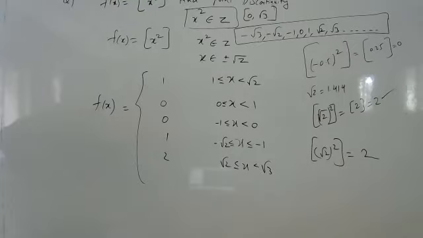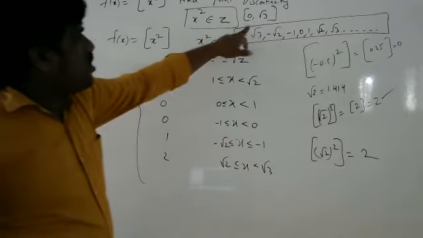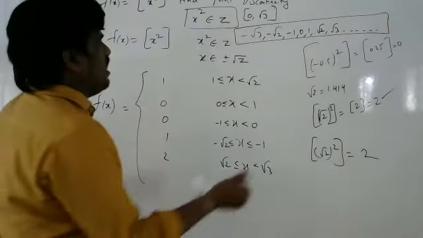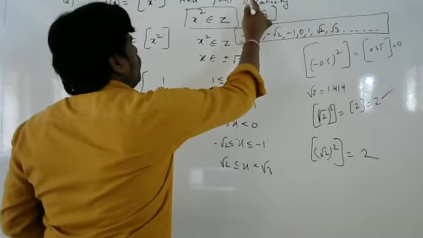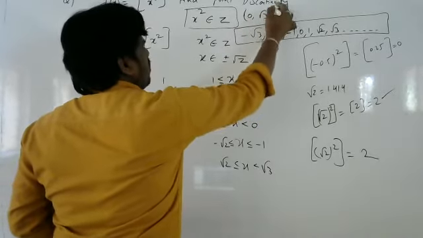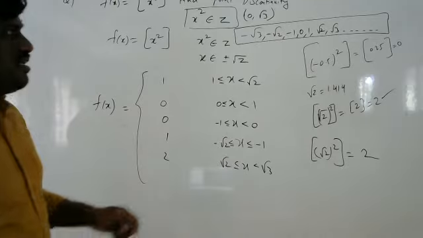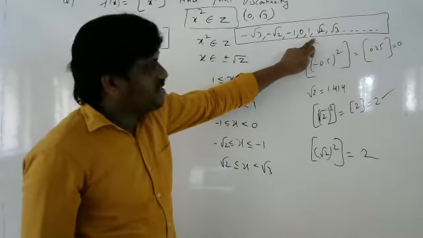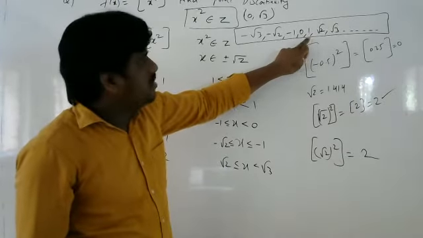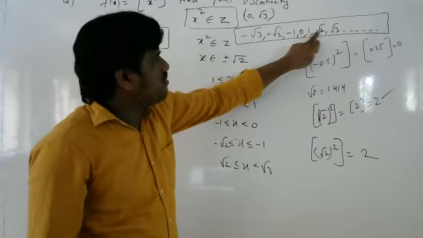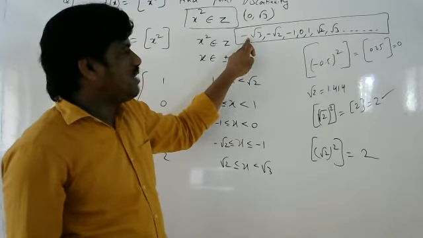Is it visible to all? Tell me, Purva. 4 points. Okay. So if I say closed interval, 4 points. If I say open interval, then 2 points of discontinuity. If I keep an open interval, you need to identify where it is discontinuous. Here 0, 1, minus 1, root 2, root 3, minus root 2, minus root 3.